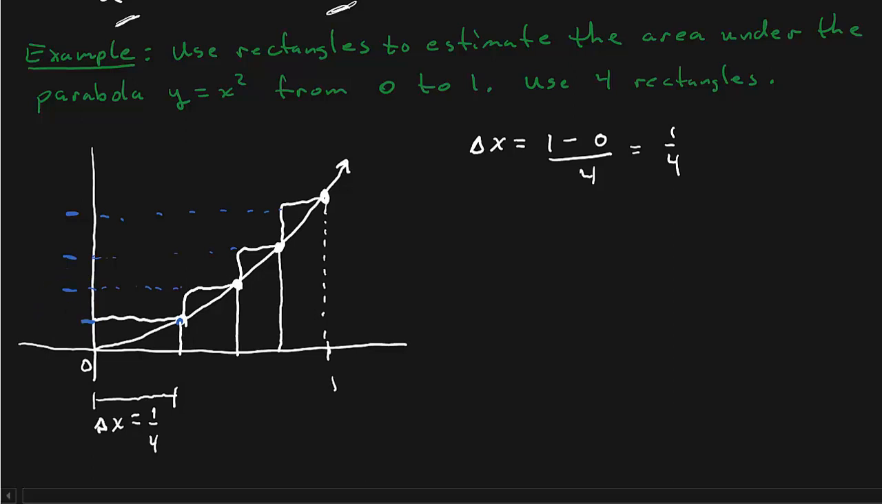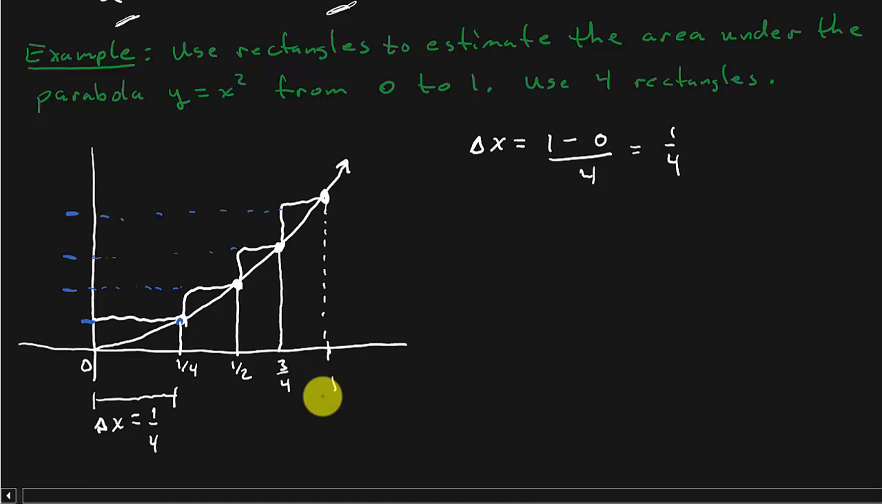So what are our x values? Well, from here to here, we know that's 1/4. That's the width. And then we go over another 1/4, and so that x value would be 1/2. And then we go over another 1/4. That would be 3/4. And then we go over another 1/4, and that would be 1.